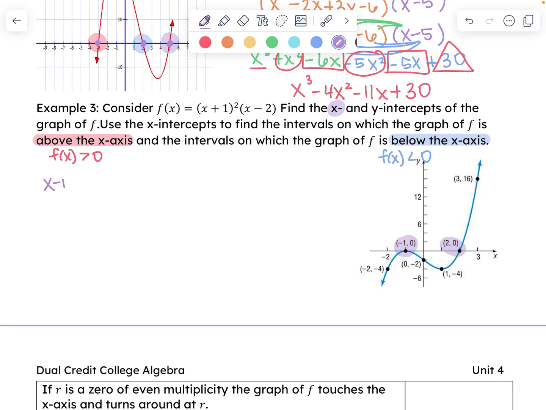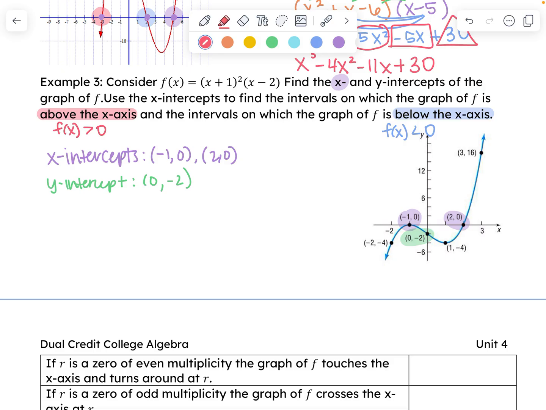So I can say that my x-intercepts are at (-1, 0) and at (2, 0). My y-intercept is where it touches the y-axis. So that's going to be at the point (0, -2). And that's not really going to help me with where it is above the axis and where it is below the axis. But it is still an important feature, so it's nice to know how to find that.